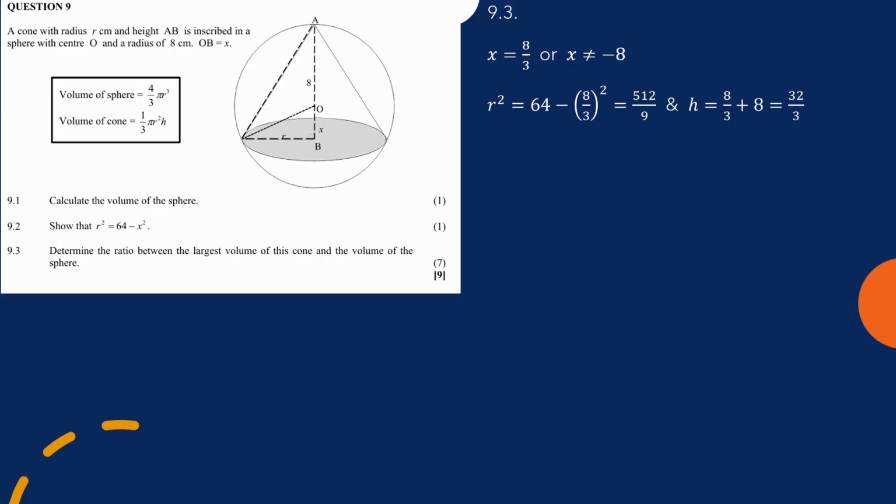And now I'm going to try and find my volume ratio. V cone over V sphere, it will be 1 over 3 pi r squared h, that is the volume of the cone, all divided by 2048 pi over 3, and that is the volume that I calculated for the sphere. Substituting in the values for the volume of the cone, I will get 1 over 3 pi multiplied by 512 over 9, which is my r squared, also multiplied by 32 over 3, which is my height, all divided by 2048 pi over 3, which is the volume of the sphere. And now that will simplify to give me a value of 8 over 27. And now I can finally round it off to give me a value of 0.3.